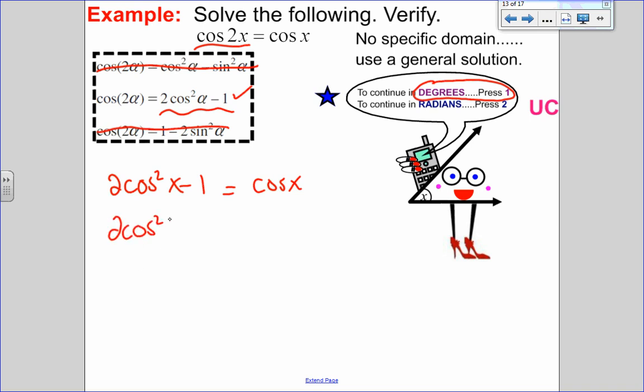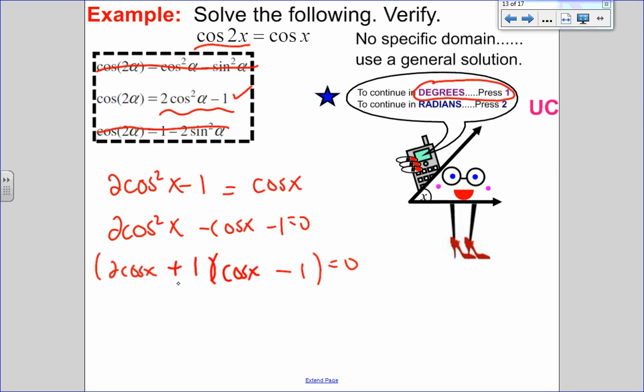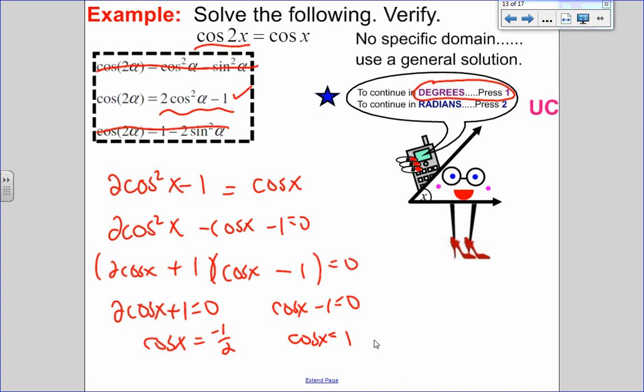Okay, I have a quadratic, so I'm going to set it equal to 0 by subtracting cos x from both sides. And then I'm going to factor. Okay, so this is minus and this is plus. So here I have 2 cos x plus 1 equals 0. So subtracting 1 and dividing by 2, cos is negative a half. And here I have cos x minus 1 equals 0. Adding 1 to both sides, I have cos x equals 1.